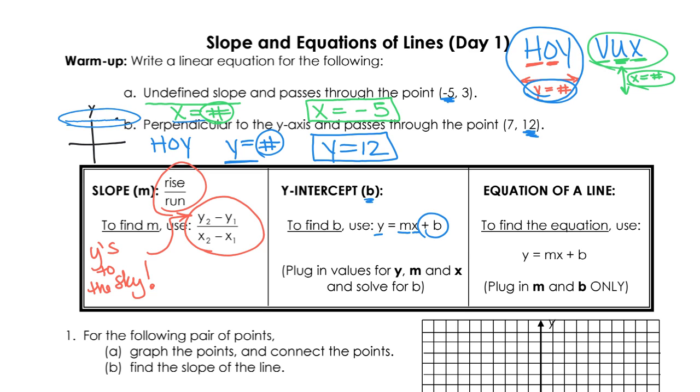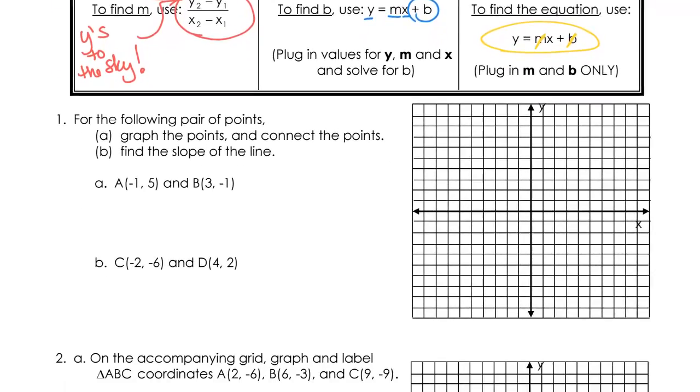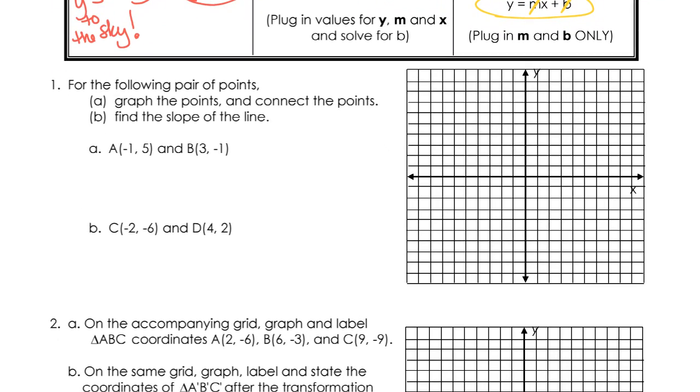Once we have the slope and the y-intercept of a line, then we can write the equation of the line by taking out the m and taking out the b and putting in what you found from the first and the second part. All right, so that's what we're going to do today. It's not really new, but we haven't done it in a while, so it probably will feel pretty new.